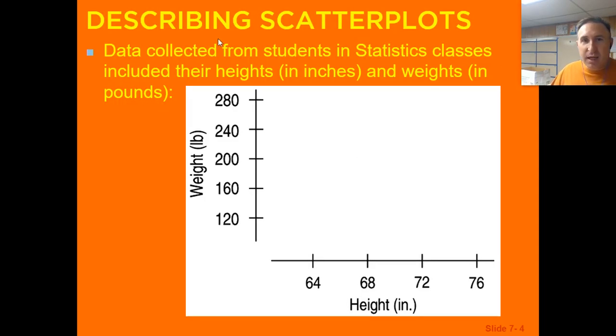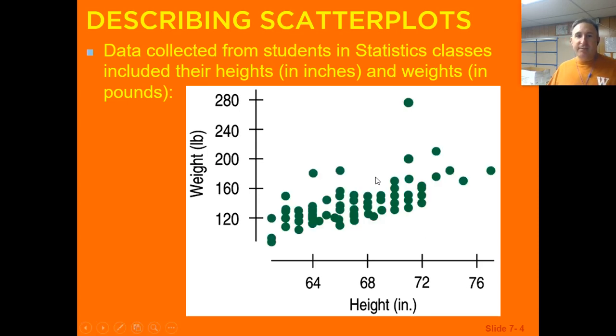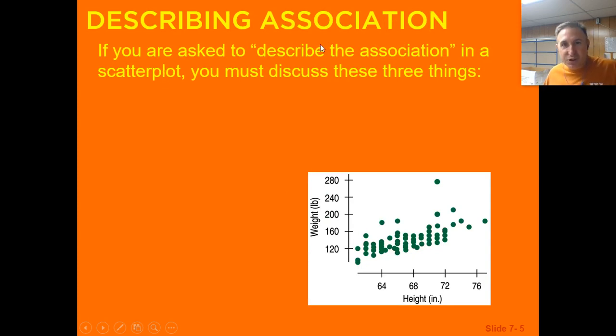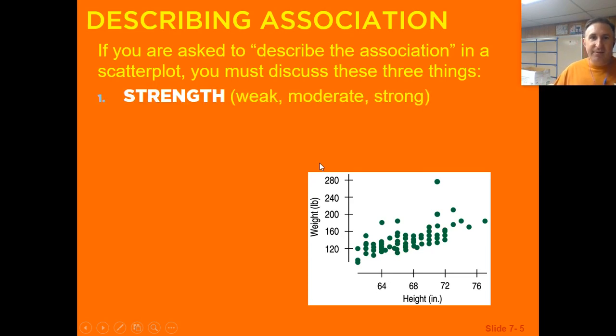We're going to look at describing scatterplots in this video. So data collected from students in statistics classes included their height and weight. So here's a scatterplot of that. If we're asked to describe the association between the two variables, there's three things that we need to make sure that we include every single time we do that. We need to include the strength of the association. It's going to be either weak, moderate, or strong. You can add in some adjectives like fairly moderate.